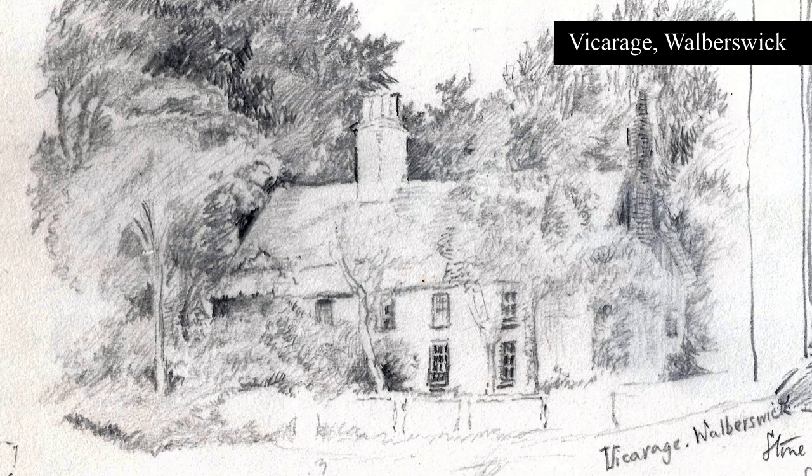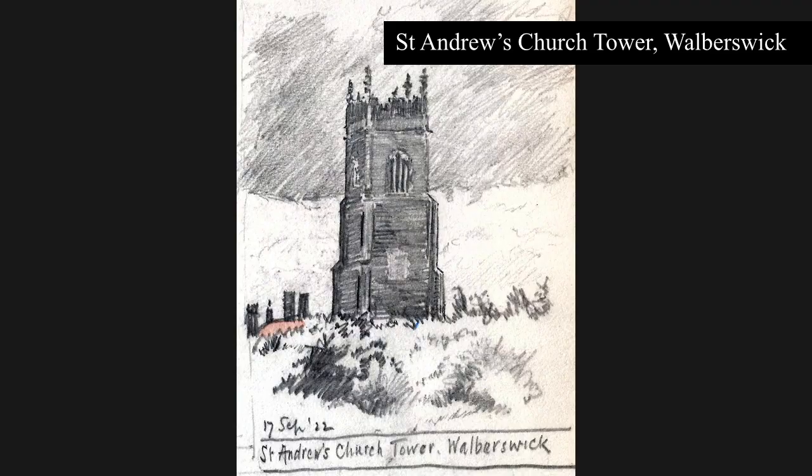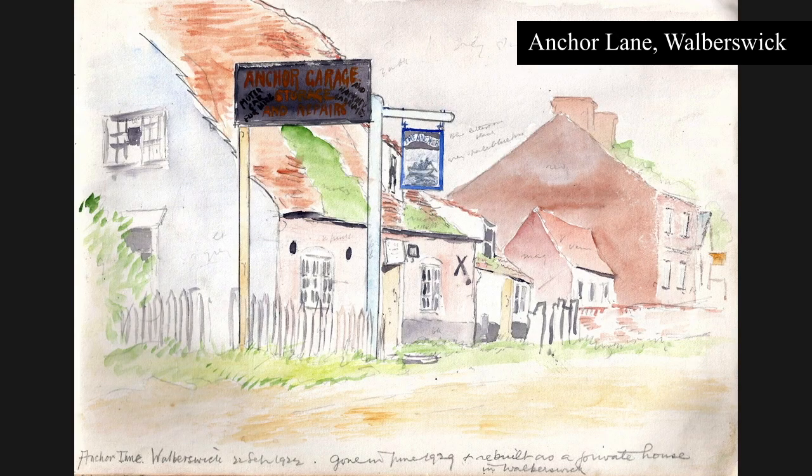So here's the vicarage in Walberswick. So this is a sketch. And then St Andrew's Church, from the 17th of September 22. These vary in size. In the sketchbooks you get really small ones and really large ones, and this is quite a small one. We were parked up there just before we came here tonight, running through our notes, and I found it really bizarre that we were sitting somewhere where Turner spent so much time, drawing the church we were sat under. It's amazing, really. And then this is Anchor Lane?